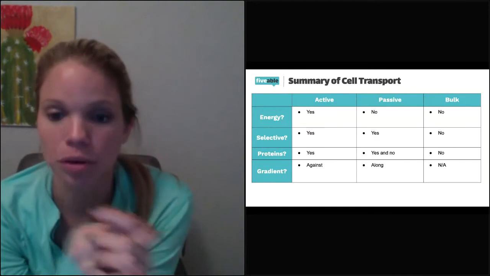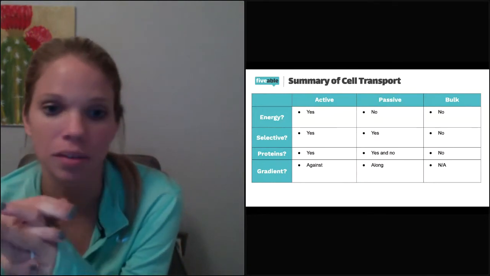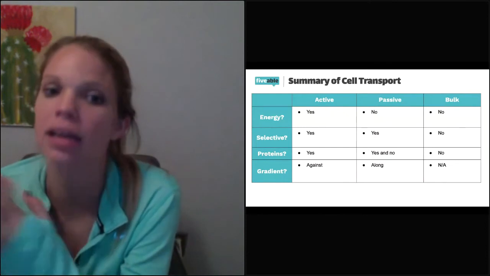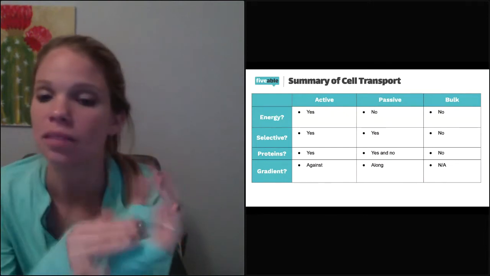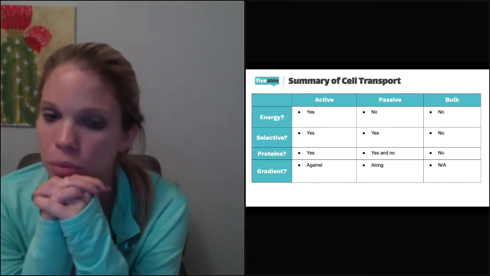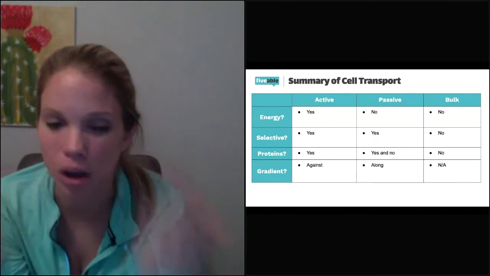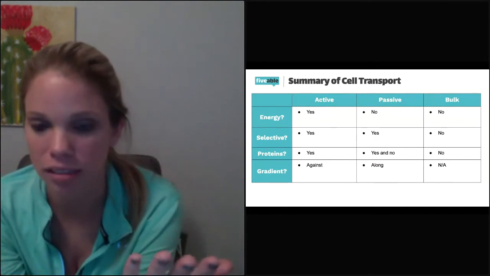Selective: active transport and passive transport are both going to be very selective. Only certain stuff can pass through depending on its polarity and if it has a protein. Very, very picky. I said no for bulk transport because you're not passing through the membrane. It doesn't require that non-polarity or that smaller size.